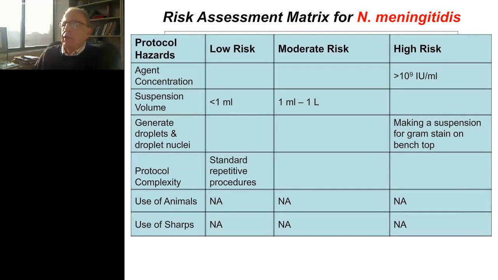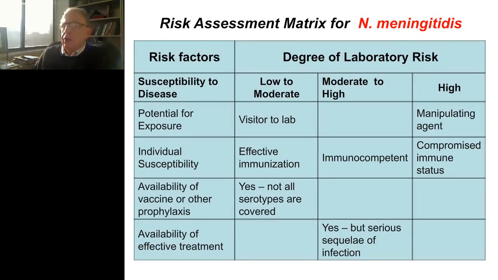To go on with your risk assessment, if you're working with a plate or a blood culture bottle, you're going to have a really high concentration of organisms. And if you're generating droplets and droplet nuclei, you can do so by just making a suspension for a gram stain on a bench top. But there is a vaccine for Neisseria meningitidis, and that is very important to consider here on this slide.